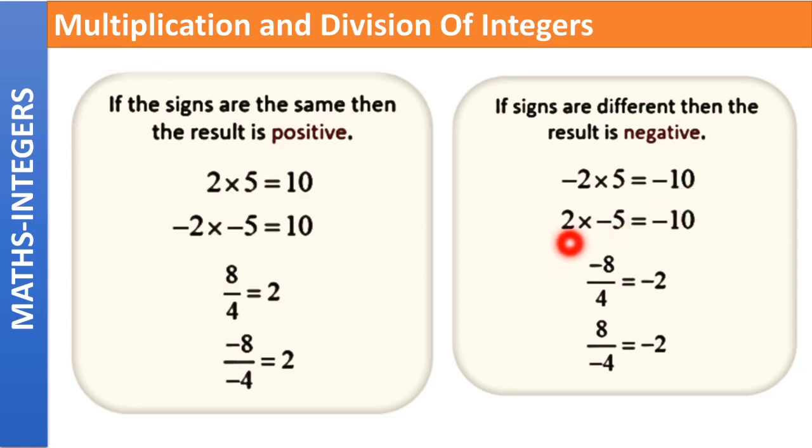Next one is 2 into minus 5. Again, 2 is having positive sign and 5 is having negative sign. So both the signs are different. So the result will be negative.